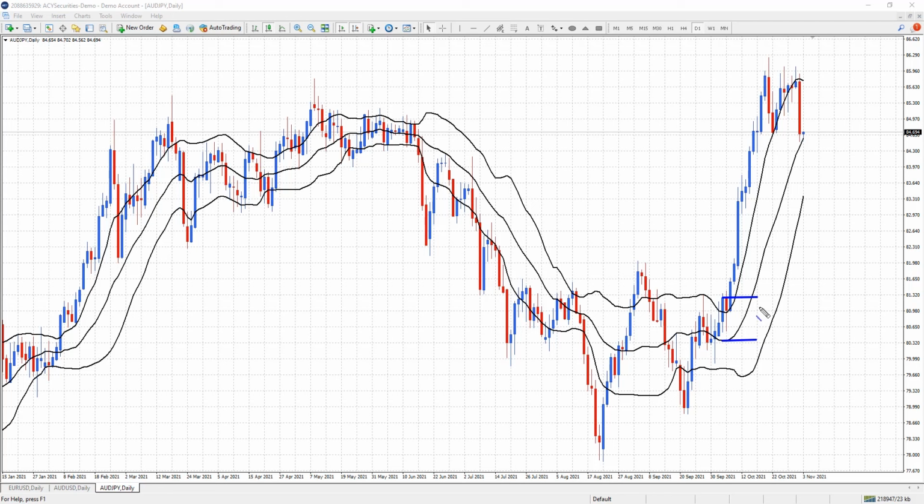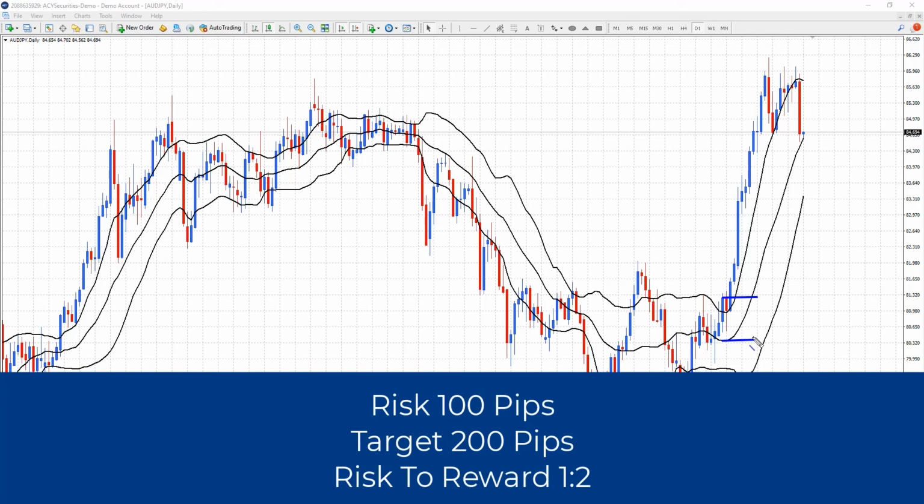From a target perspective, if I'm risking 100 pips, for example here, I'm going to be targeting twice that. So I have a risk reward of 1 to 2. So I'm just going to eyeball this, but about 200 pips up the chart, my target would be approximately up here.